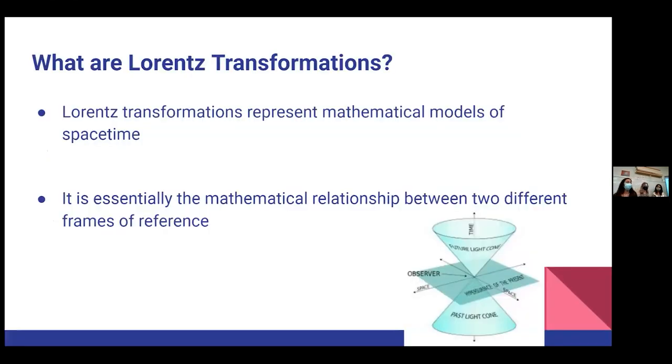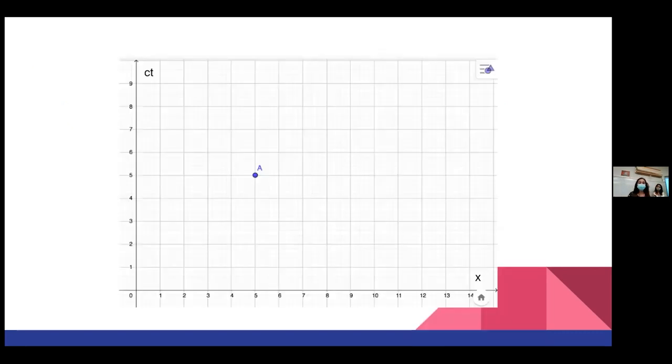So what are Lorentz transformations? Lorentz transformations represent mathematical models of space-time, and we do this using hyperbolic trigonometry, which will be explained further later. It's essentially the mathematical relationship between two different frames of reference. In this case, we can imagine a point A, which represents an event happening in space-time, for a non-moving reference frame, and it's denoted by the x and y axes.